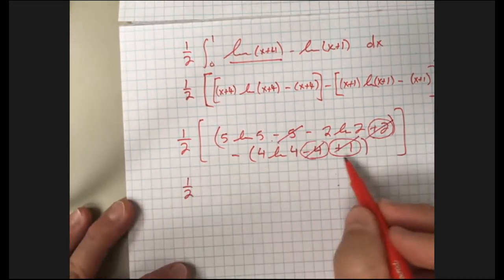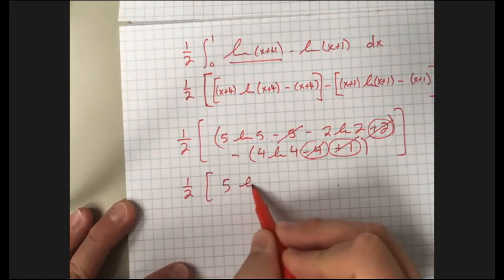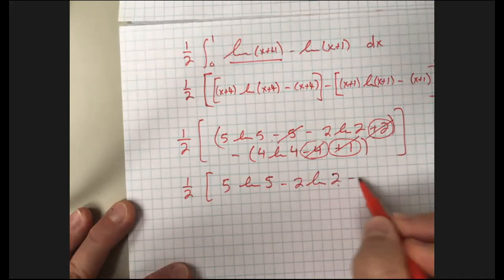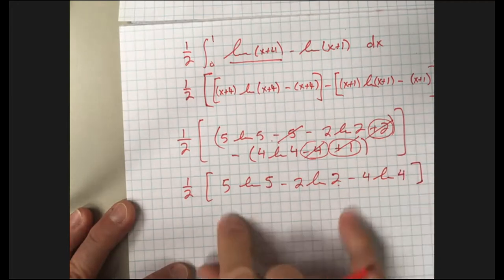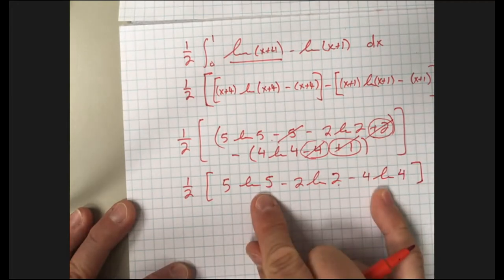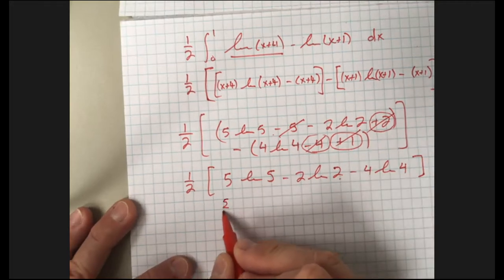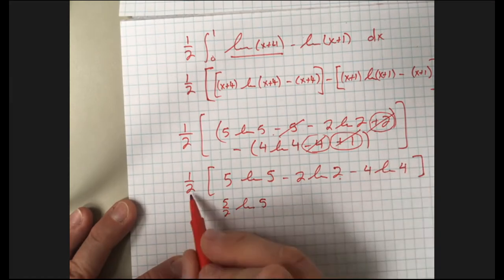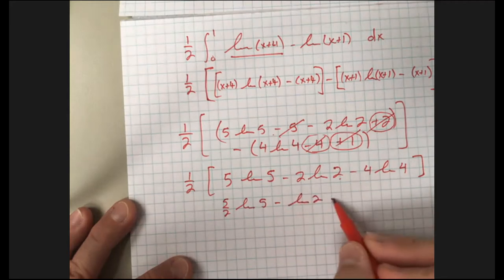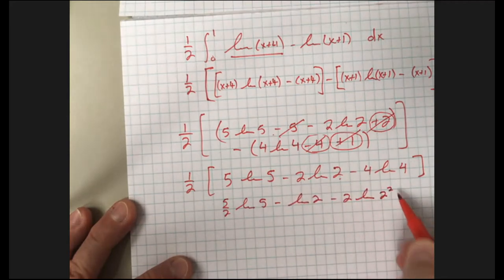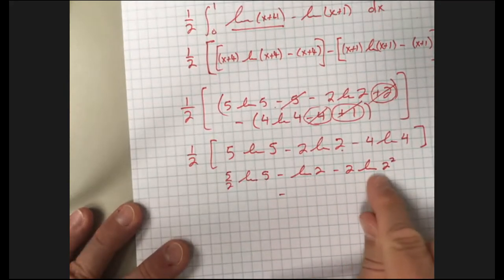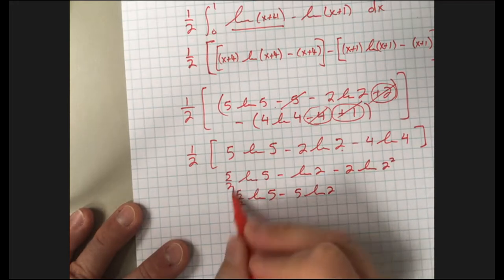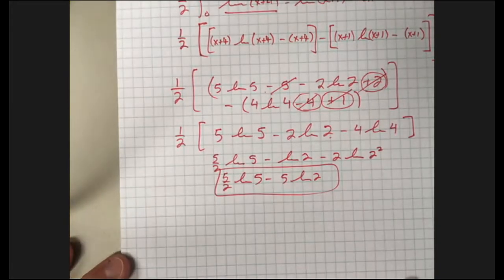That's good. I got my 1 half, and I got, it's kind of poetic, 5 log 5 minus 4 log 4 minus 2 log 2. And then I could clean these up and multiply by the 1 half. This is 5 halves log 5. And this is another 2 come down. When I multiply 1 half by this, I get minus log 2 minus 2 log 4. The log 4 is 2 squared. So then I get minus 1 log 2, minus 4 log 2s, minus 5 log 2s. And that's the expression that I had before.